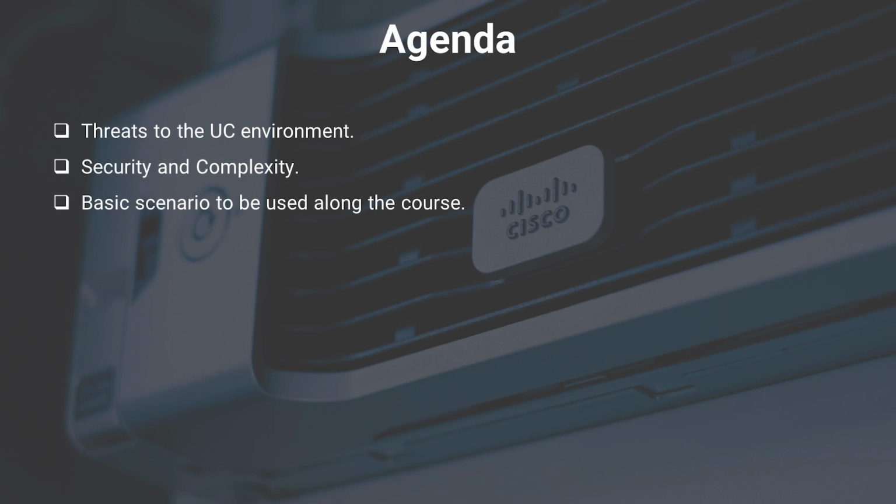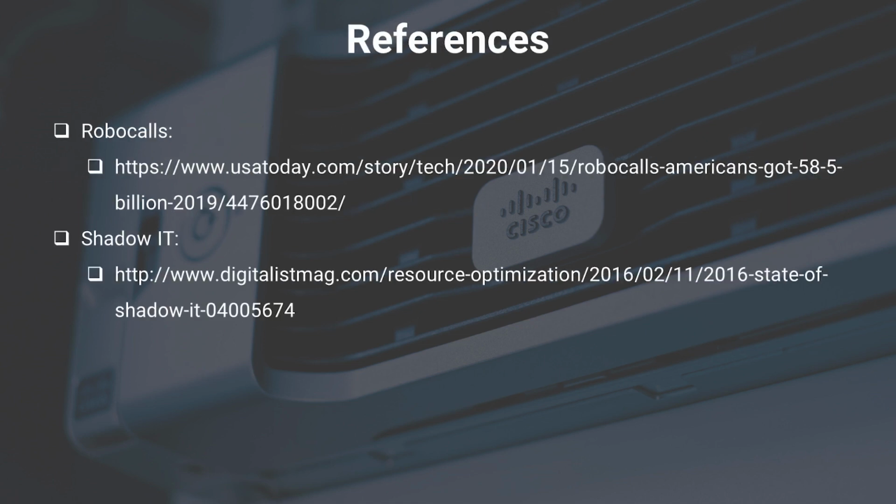All right, so we talked about threats to the UC environment, security and complexity, and a basic scenario to be used along the course, and we are ready to go to the next session. Here I'm leaving some references that I put in the presentation, if you want to see more about robocalls and shadow IT.